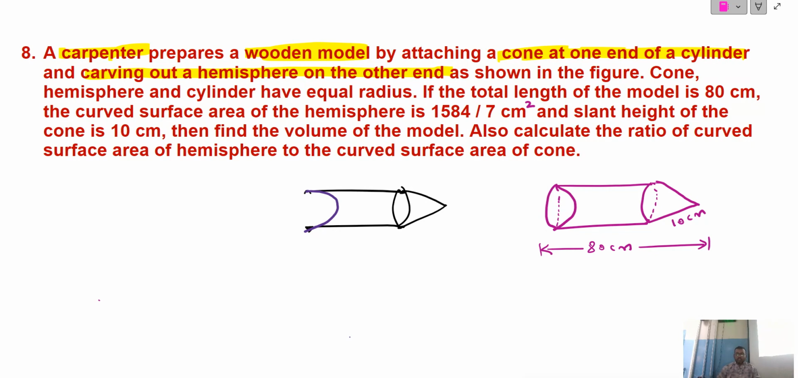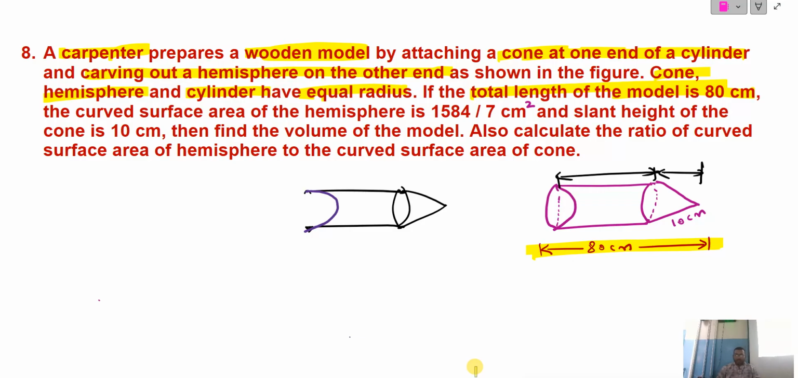First condition: you can see cone, hemisphere and cylinder all have equal radius. If you see the figure, they have the same shape, so all the radii are equal. The total length of the model is 80 centimeter. Total length here means length of the cylinder plus length of the cone. This total is 80 centimeter, from here to here.